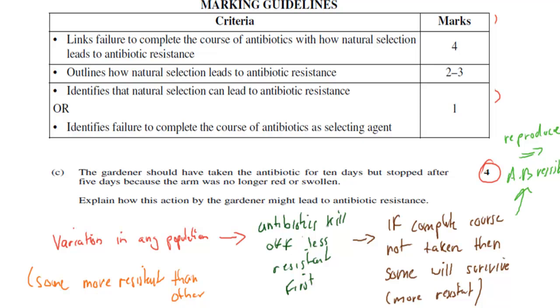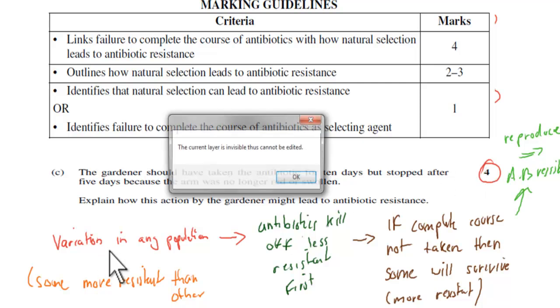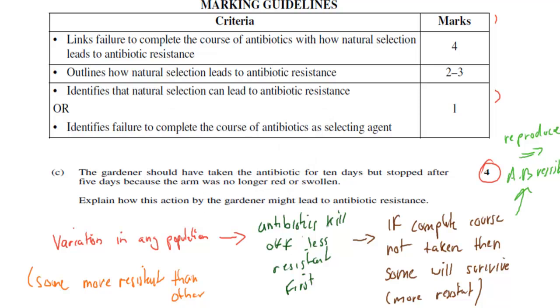And then the last one is, the gardener should have taken the antibiotics for 10 days but stopped. How could this lead to antibiotic resistance? So first, because it's worth 4 marks, you basically need to explain how antibiotic resistance can develop and start from natural selection, right? So say there's variation in any population, that should be an important statement, right? Which means there's some more resistant bacteria and some less resistant bacteria. Then what you can talk about is that if you take antibiotics, especially initially, that will kill all the less resistant bacteria, they will die first.